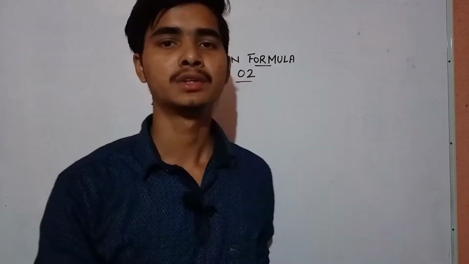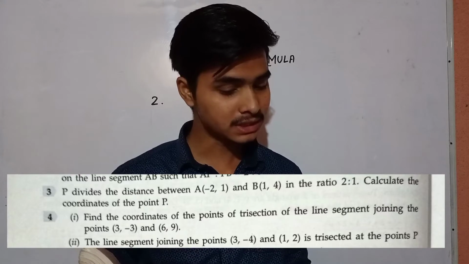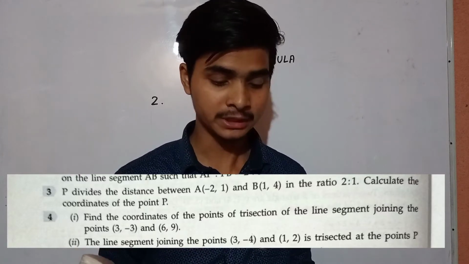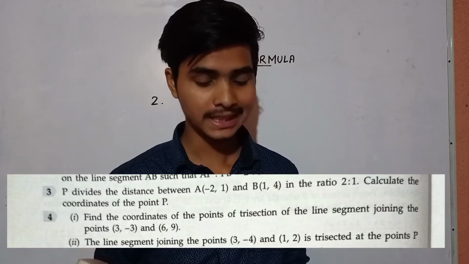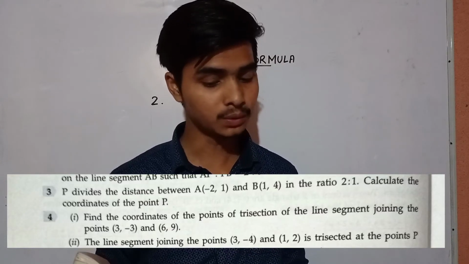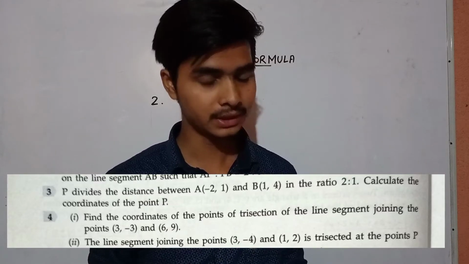Okay, understood? So that was a very easy question. Now let us have a look at the second question. The question says that P divides the distance between A, which is -2, 1, and B, which is 1, 4, in the ratio 2:1. We need to calculate the coordinate of the point P.